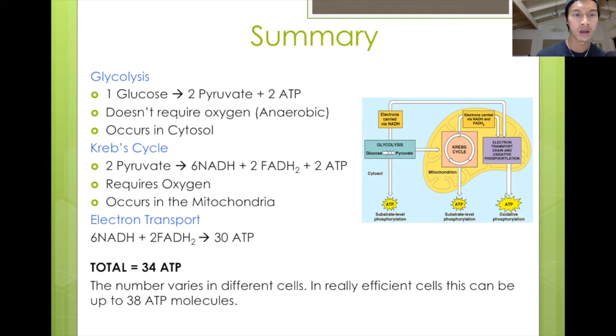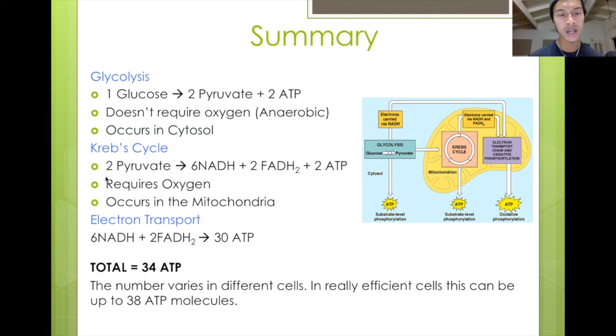This little page is just a summary of the process. So I'm going to go over it again, showing the chemical change that's occurring in each process. In glycolysis, one glucose forms 2 pyruvate and 2 ATP, doesn't require oxygen and is therefore anaerobic, and it occurs in the cytosol. In the Krebs cycle, you have 2 pyruvate forming 6 NADH, 2 FADH2, and 2 ATP. So right now your ATP counter sits at about 4.